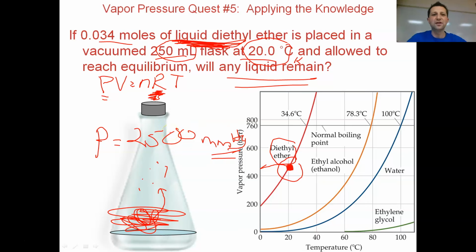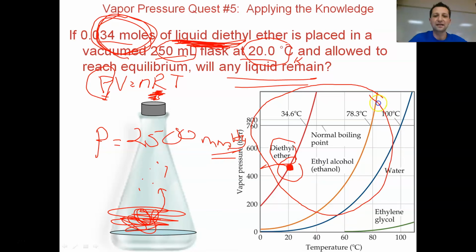So you have to know what you're doing with these PV equals nRT problems, which I'll continue with in the next video. When you do PV equals nRT, it's the pressure that would result if all of that 0.034 moles turns into a gas. How much pressure you're allowed to have when you're saturated is found by looking at this chart, or this graph.